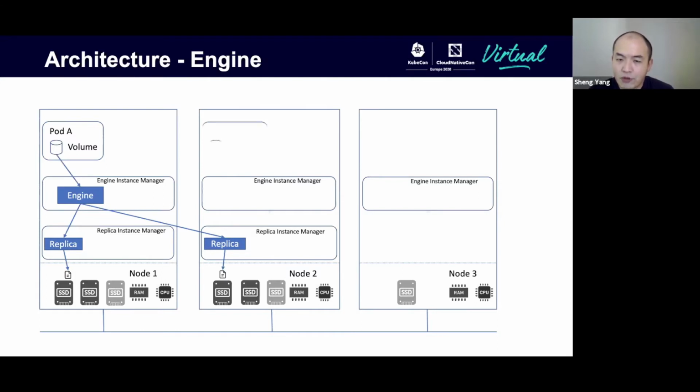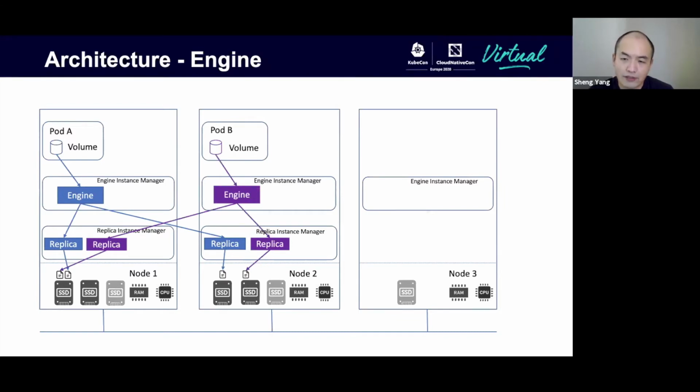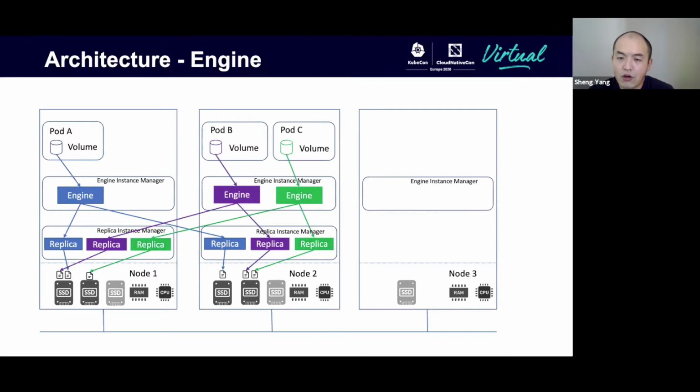When you have multiple pods asking for multiple volumes, the same thing happens. We create a replica first, then we create the engine, and then we provide the block device to the volume, and the third one. The whole process of creating replicas and engines only takes a couple of seconds. So that is how fast attaching and detaching a volume is supposed to be in Longhorn.